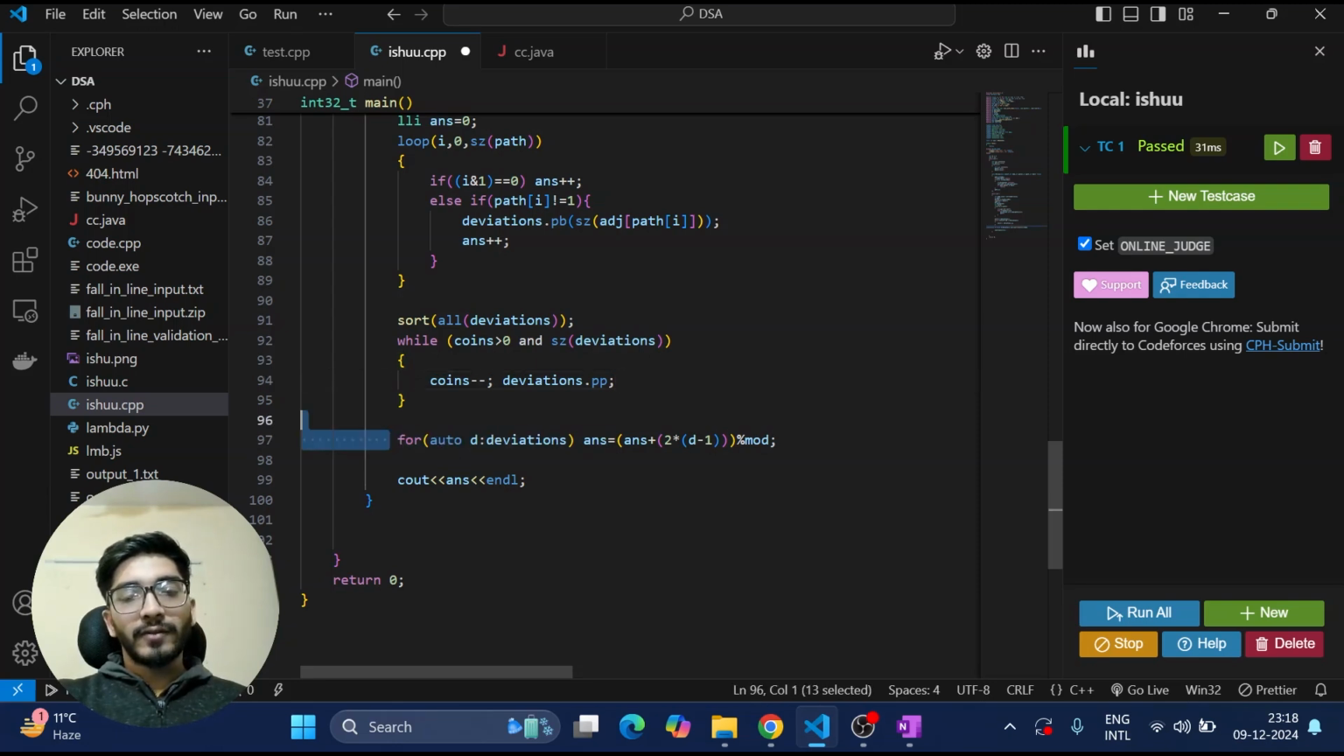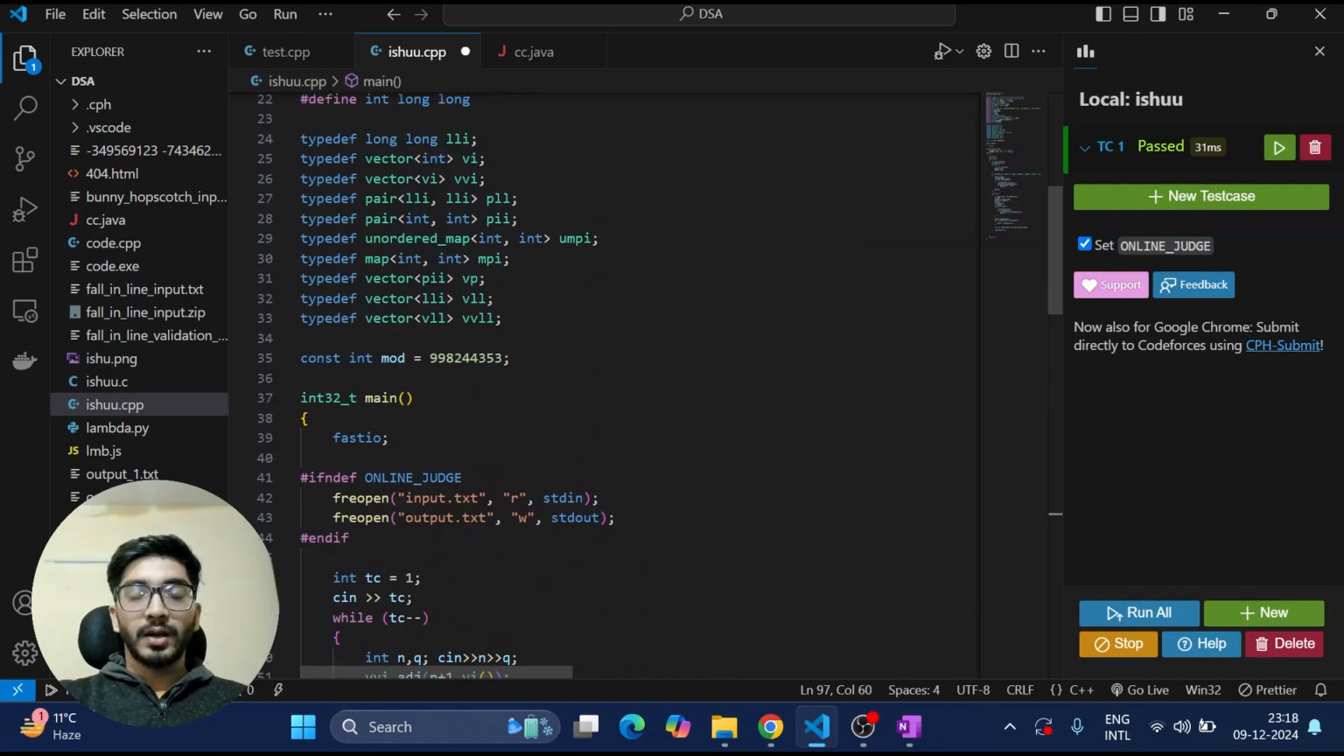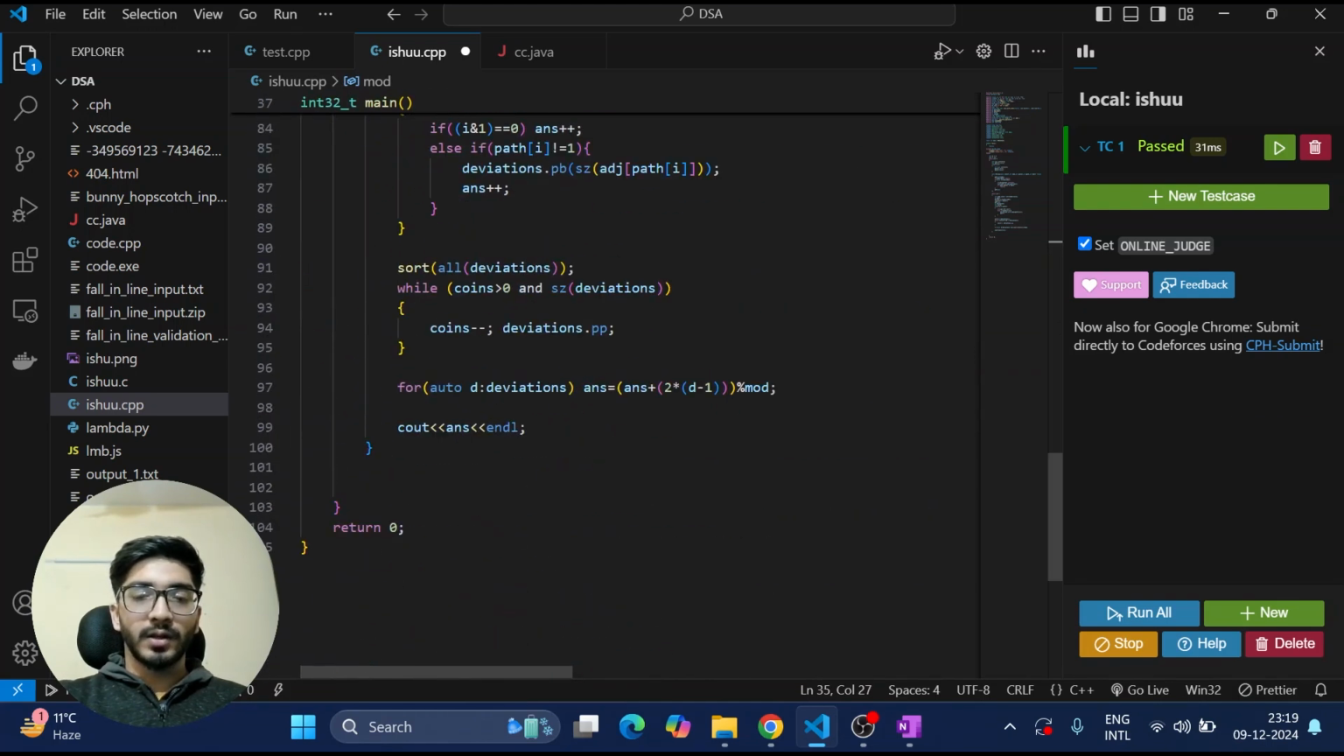And for the rest of the deviations that are left, we know that there is no other option and we are wasting 2 moves at that particular deviation node, so we are gonna add it up in our answer. And don't forget to take mod of this, which is some large odd number given in the question. So after this, we know our answer variable will be carrying the minimum expected value for this particular query, and we can print this up.